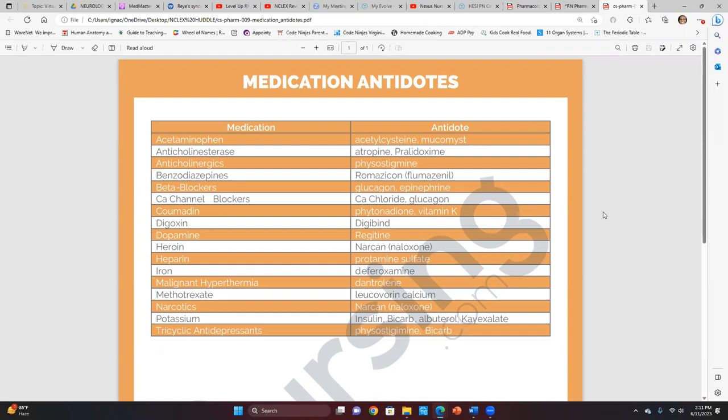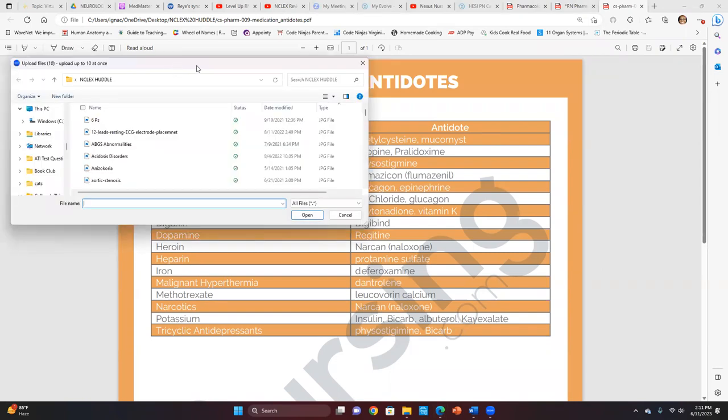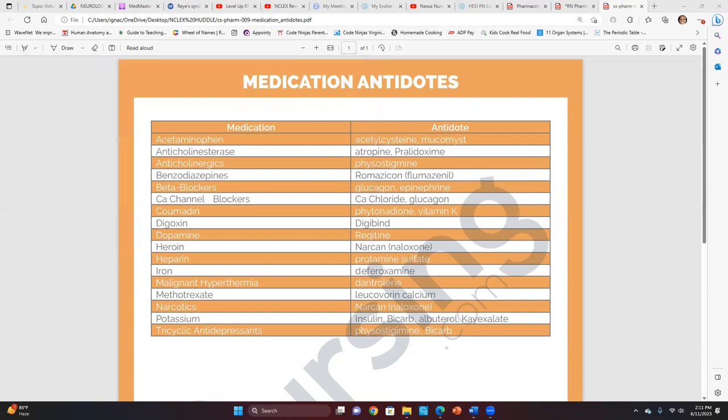I'm sharing with you on your screen. You should see these medication antidotes. This is the list that I was searching for before, and let me try to put it into the chat so you can have this list. Okay, so you should have it now in the chat. These are your medication antidotes.